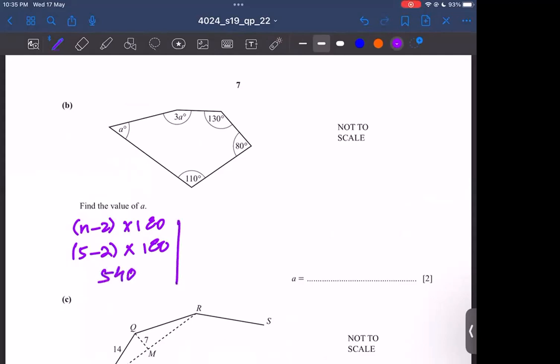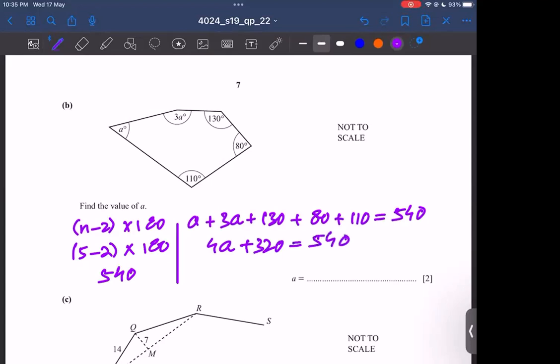Now the sum of the interior angles is A plus 3A plus 130 plus 80 plus 110, which is equal to 540. So A plus 3A is 4A. Let's first add 130 plus 80 plus 110. You got 320 here. Subtract it from 540 on the right hand side, so it becomes 220. 220 divided by 4, the value of A is going to be 55 here. All right, so we got the value of A, which is 55.